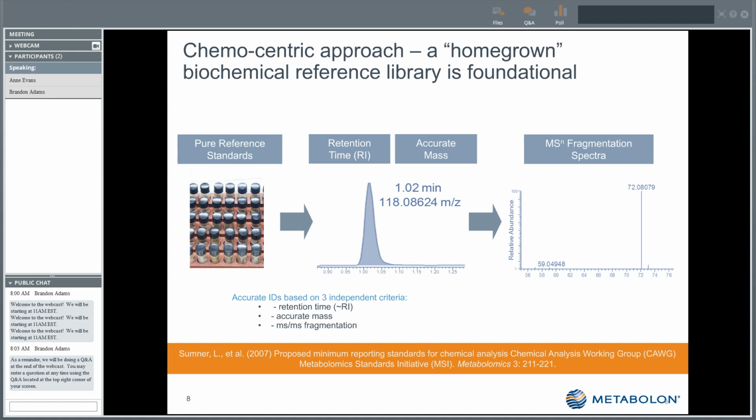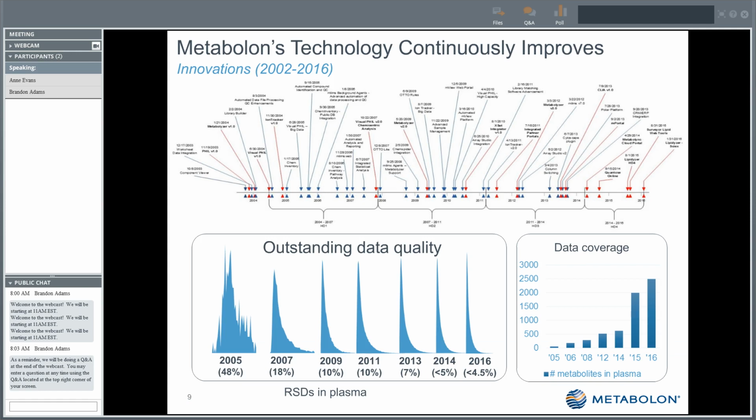So while we do this workflow, we actually monitor this process continually, right? And certainly quality control or any quality management system is really about monitoring the process and seeing exactly what's happening. And this plot along the bottom that I'm showing here is a distribution of RSDs for all the compounds that were detected in plasma samples, shown by year.